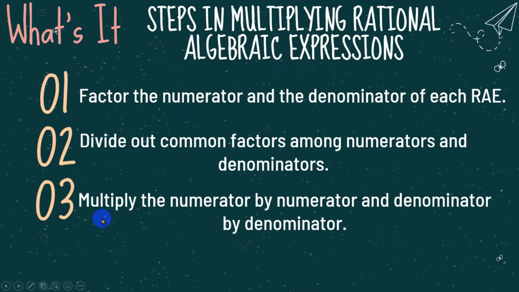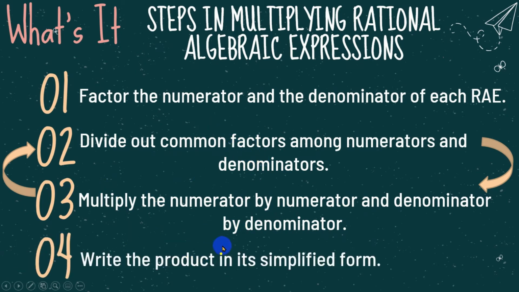Then we have number 3, multiply the numerator by the numerator and denominator by the denominator. So, kung ano yung natira dun sa pag-cancel out natin, yun yung ating imumultiply. Or, etong dalawang step na to ay pwedeng magkabaligtad. So, pwede namang mag-multiply muna tayo bago tayo mag-divide out. But still, at the end of the steps, kailangan natin, ang product natin ay nasa simplified form. Tandaan nyo, ang product dapat po palaging nasa simplified form.